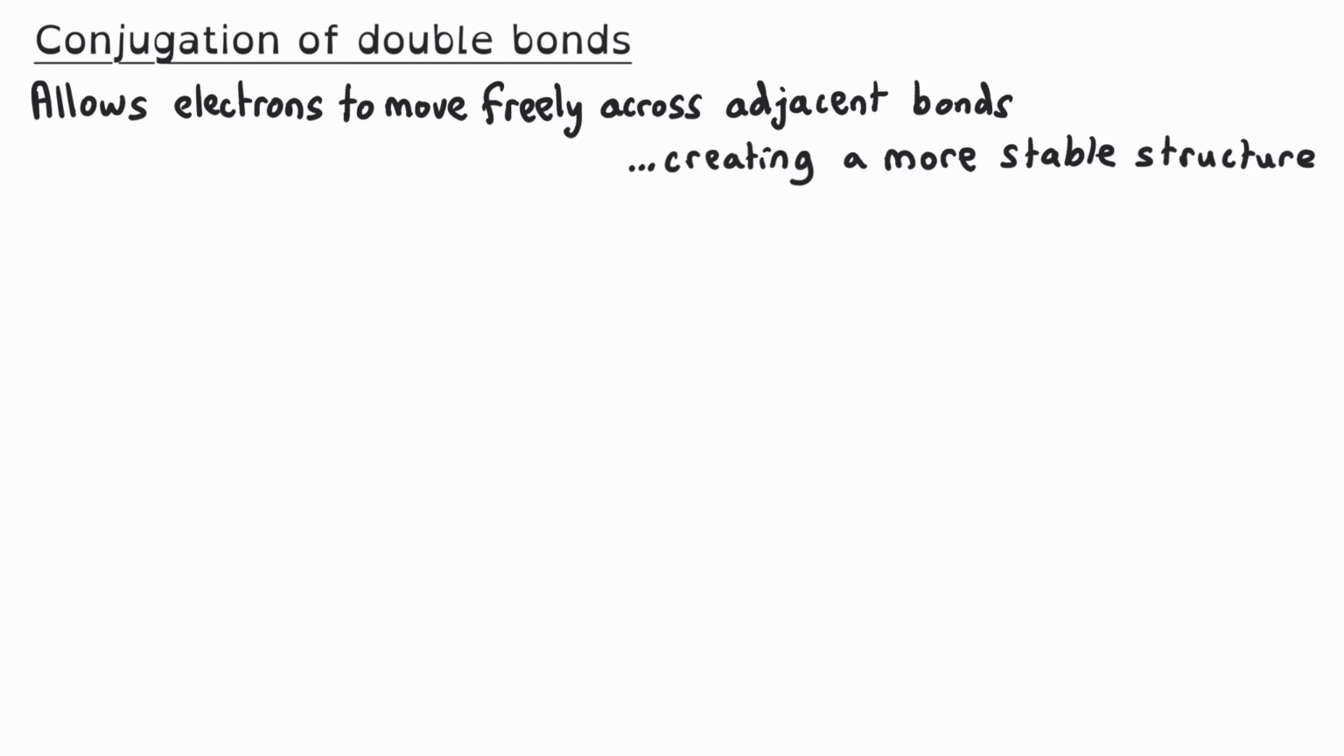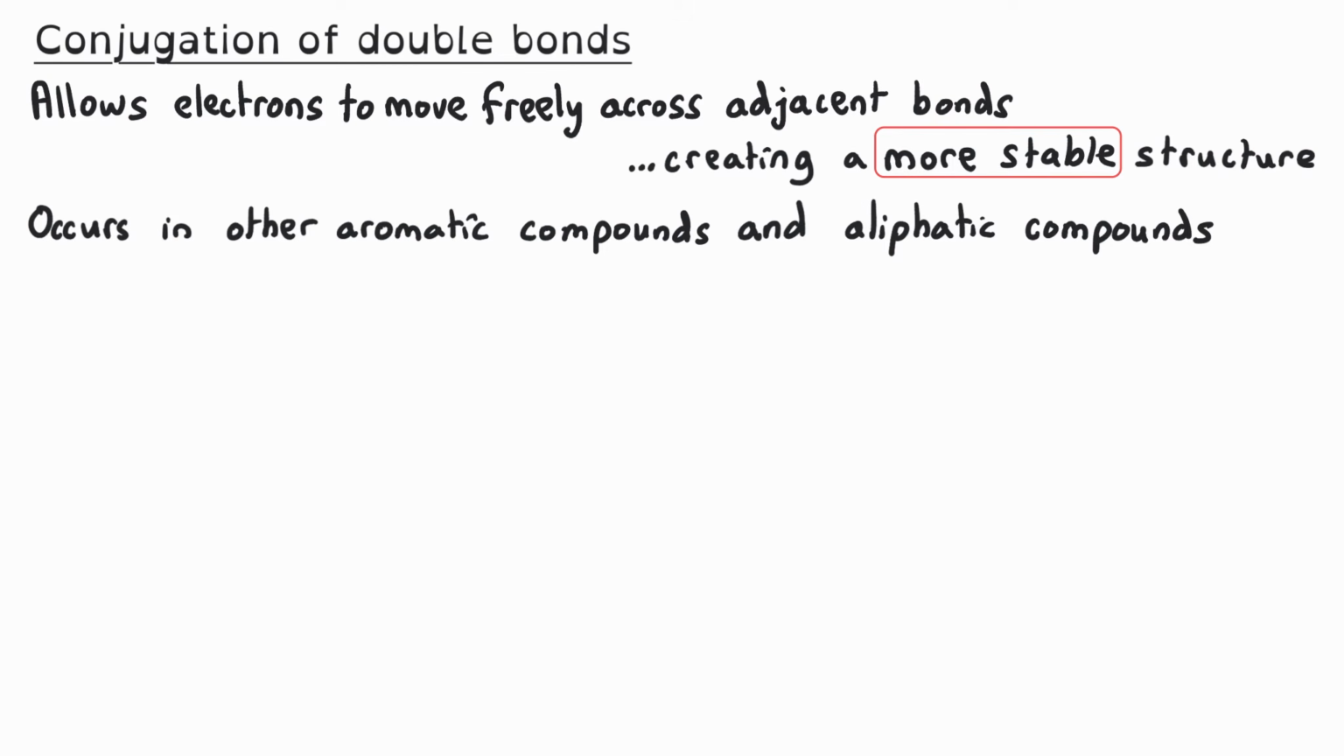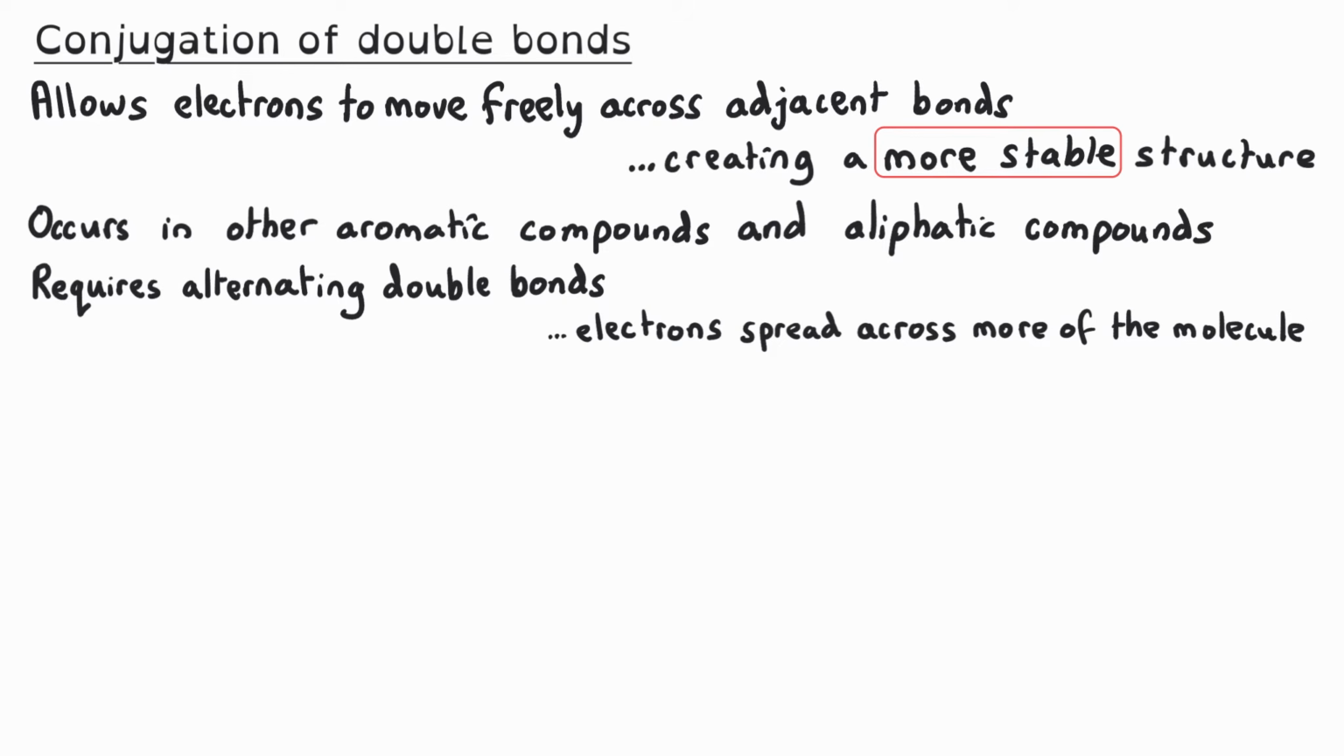Conjugation of double bonds allows electrons to move freely across adjacent bonds, creating a more stable structure than you might expect. It occurs in benzene and other aromatic compounds, and sometimes in aliphatic compounds as well. When double bonds are alternating or conjugated, they allow for the delocalisation of electrons, spreading the electron density across the entire molecule.